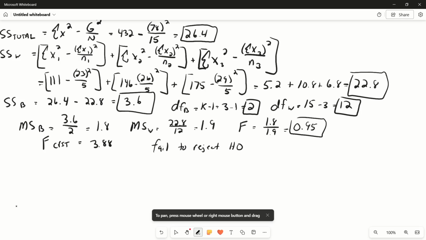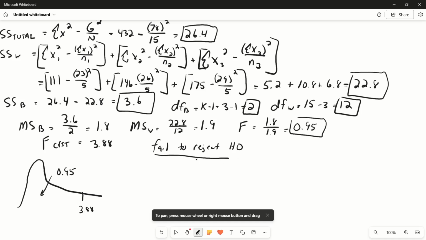If you want to draw it, you can draw the F like this, right? It's a positively skewed distribution. Here's our critical, 3.88, and our obtained is going to be way in here, 0.95. So therefore, it's not in the tail, so we fail to reject.